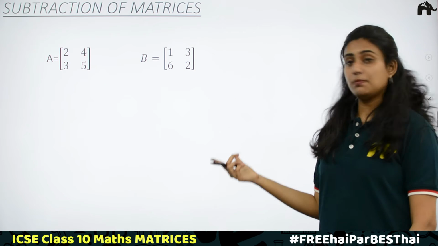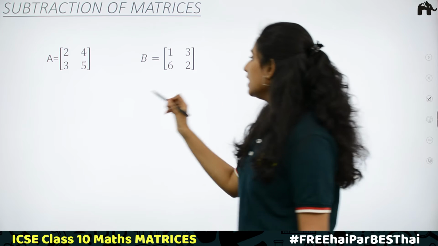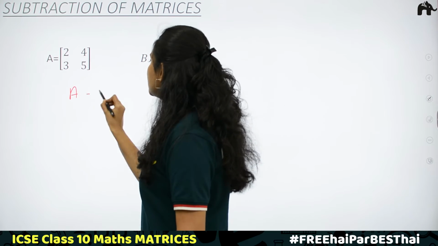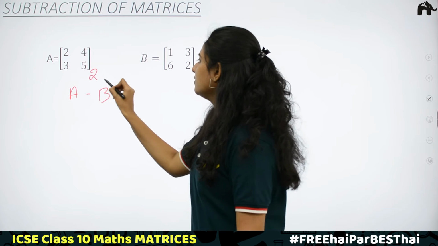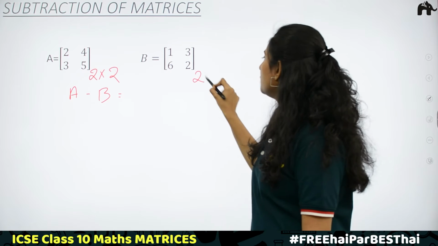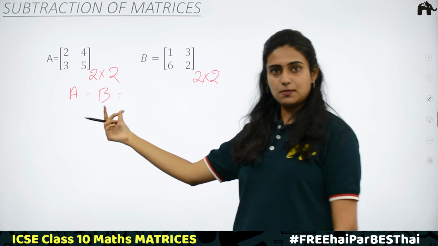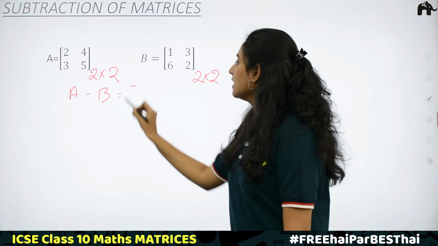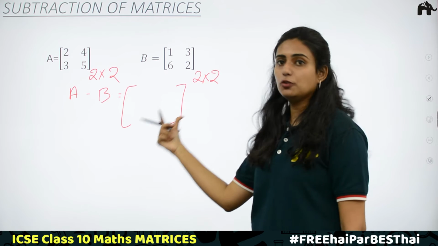Next, we will do subtraction of matrices. Same as we did for addition, we are going to do subtraction. Here, A minus B. First step is to check the order. We have the same matrices that we took for addition. This is a 2 by 2 matrix and this is also a 2 by 2 matrix. To find A minus B, how to find A minus B? We have to put a square bracket. Inside, we are going to fill elements.